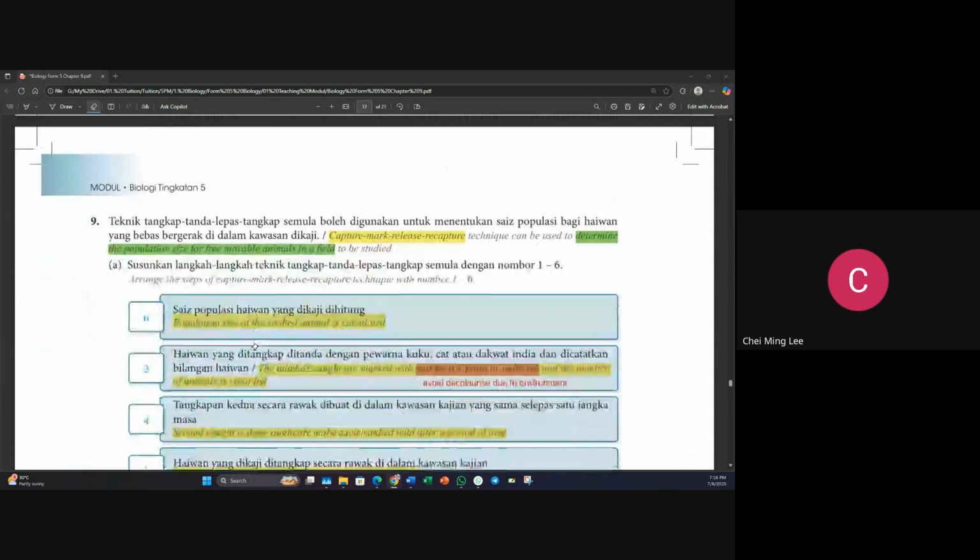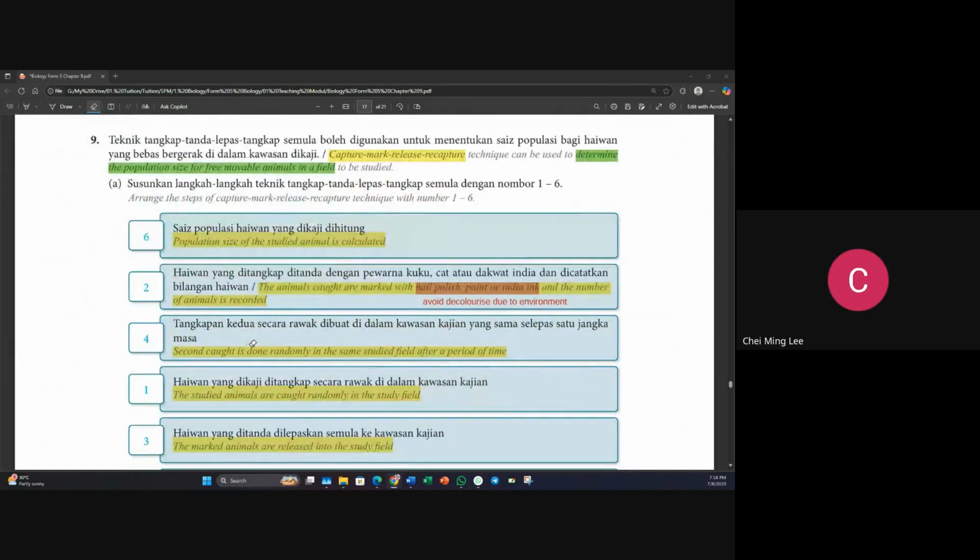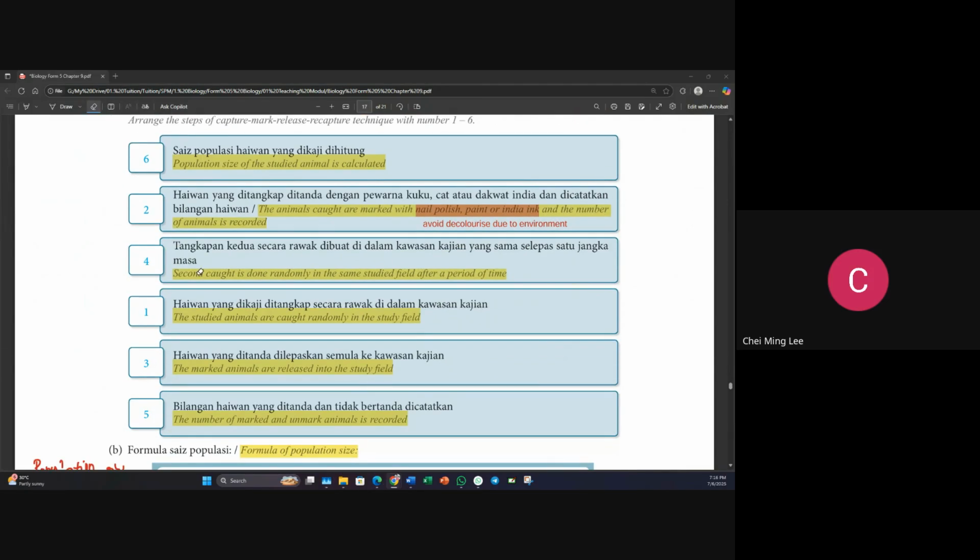Okay, now let's see the mark, capture, release, recapture technique. We normally use it to determine the population size for freely movable animals in the field being studied. Normally, in a field, for example a forest, we will catch, mark, release, and then recapture after some time.